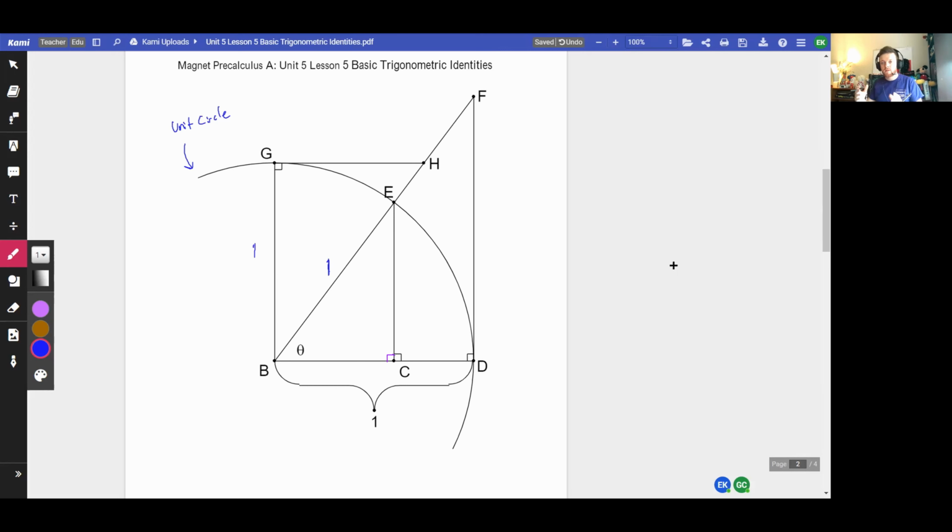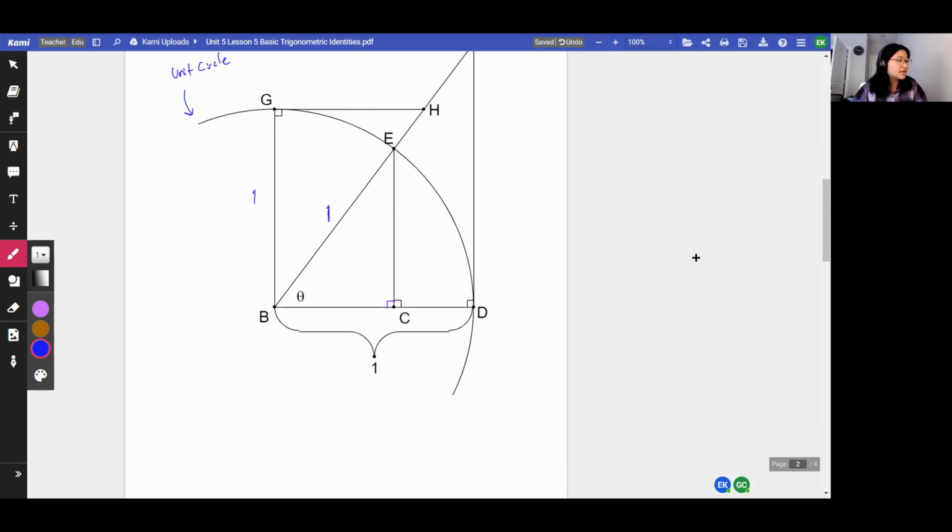We want to get some things that are always true. Can you give me an equation based on the triangle BCE? We're going to have BC squared plus CE squared equals 1 squared, which is 1.